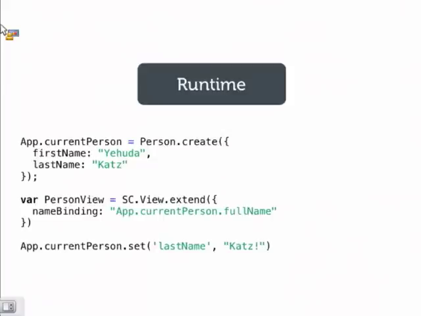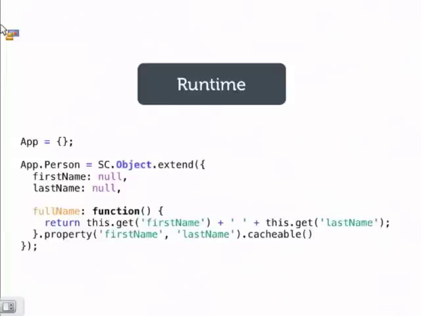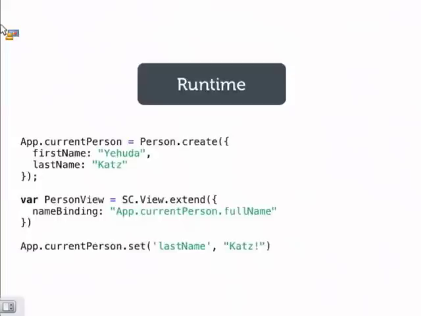And basically what that means is that whenever I go and update any part of full name, any constituent part, so in this case it's first name and last name, so I update first name or last name, this binding will get automatically resynced. So if I do app.currentPerson.set last name cats exclamation point, what that will mean is that SproutCore will behind the scenes update the name property of the person view to be Yehuda cats exclamation point. So that's sort of a cool thing that's happening behind the scenes, and it sort of makes everything work.